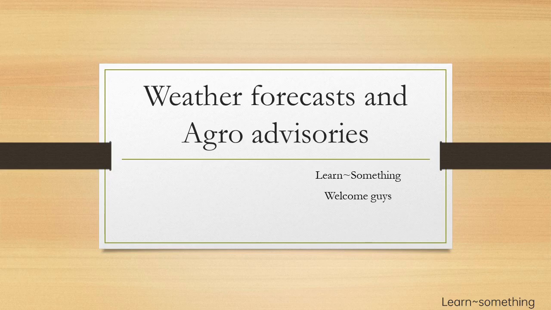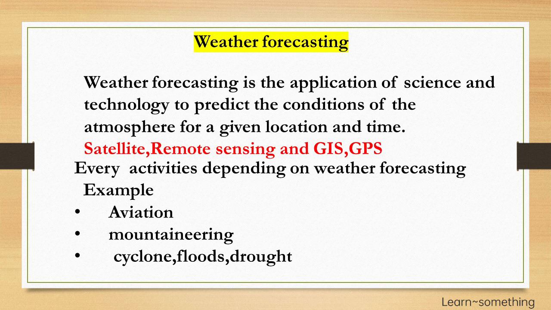Now we are going to discuss weather forecast and agro advisories. Let's move. Weather forecasting is the application of science and technology to predict the condition of the atmosphere that is going to happen for a given location and time. And these are the technologies used in weather forecasting: satellite, remote sensing, geographic information system, and global positioning system. Every activity depends on weather forecasting.